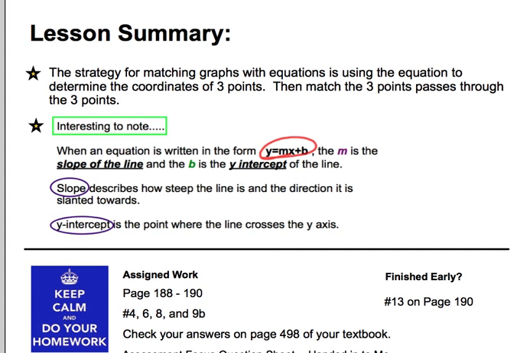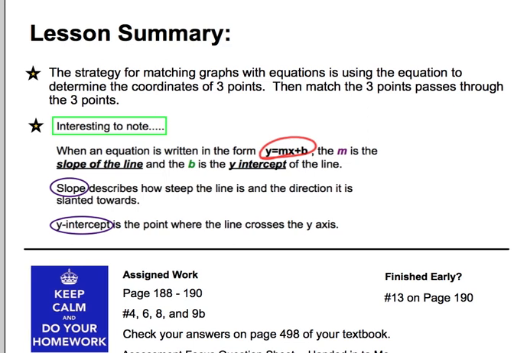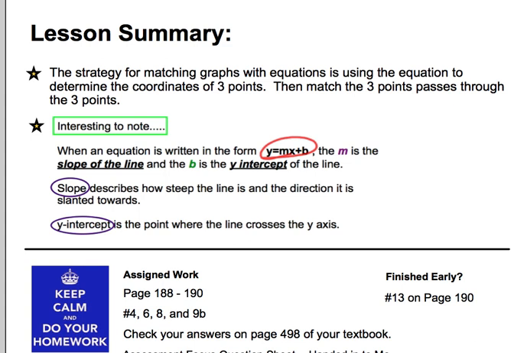So you have to do a couple pages of assigned work, pages 188 and 190, and questions 4, 6, 8, and 9b. Check your answers. If you're finished early and you want a little challenge, please feel free to do number 13 on page 90. And then make sure you hand in that assessment focus to me. It's not on the screen. Maybe I can try to get it on the screen. I don't think so, but that's okay. Then hand in that assessment focus to me.